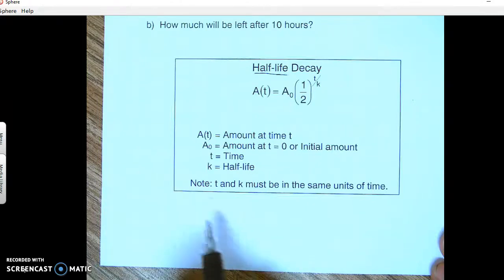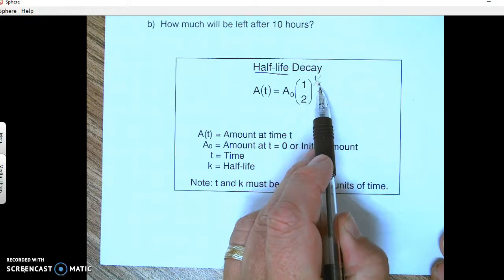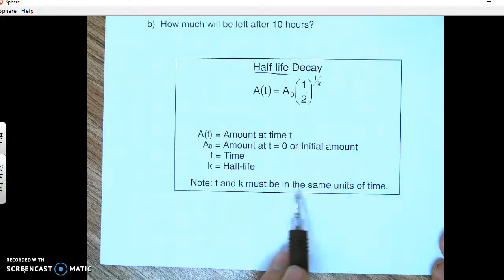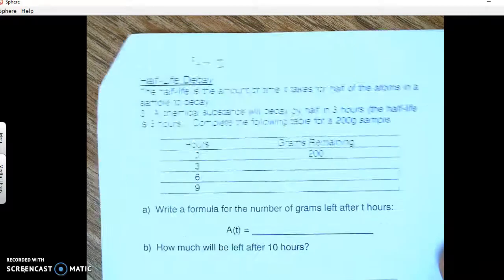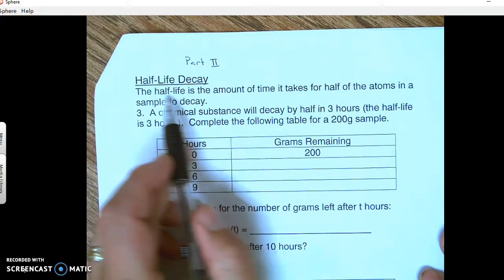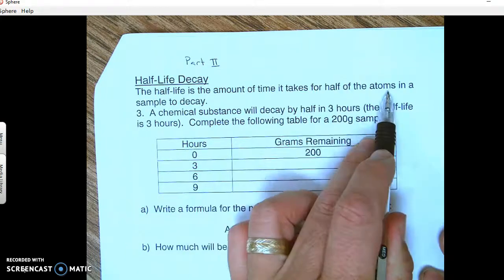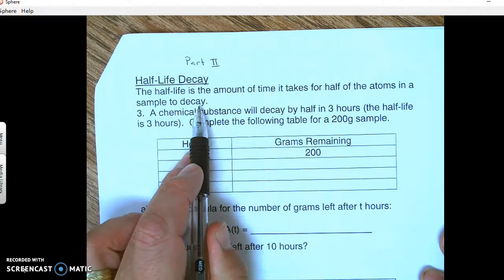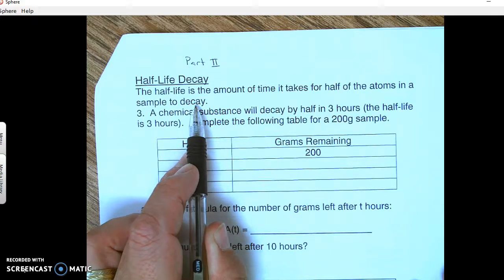Okay? So another thing to note, the time and how long it takes for it to decay a half-life have to be in the same units of time. So let's take a look at this example. It says the half-life is the amount of time it takes for half of the atoms in a sample to decay. So if we start off with a certain amount of atoms, how long does it take for us to have half the initial amount?